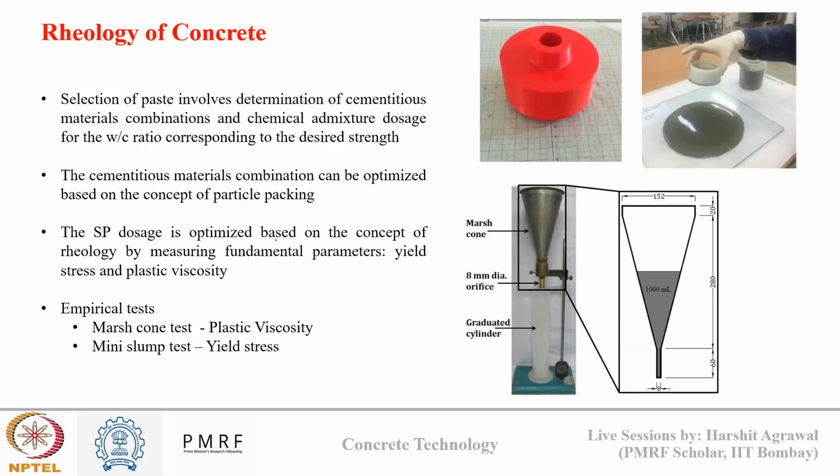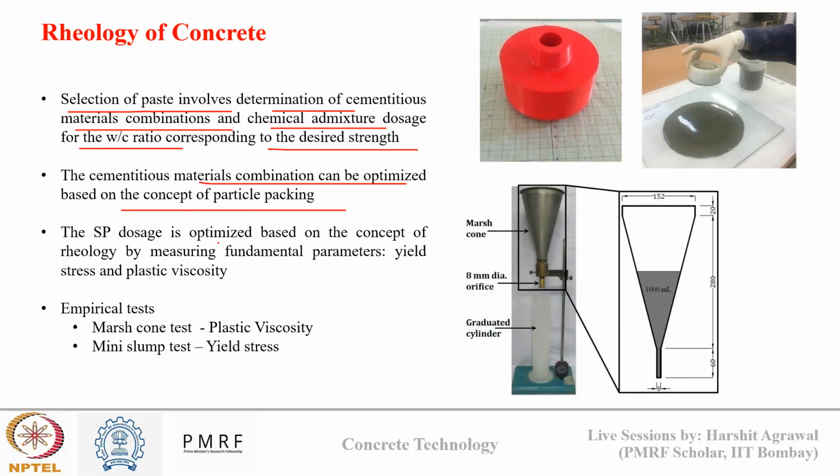Now, when we talk about the paste system, it is not just the binder proportion or W/C ratio, but we also need to take care of the superplasticizer dosage. Okay, so the cementitious material combination can be optimized based on particle packing. Selection of paste volume determines the cementitious material combination and chemical admixture dosage for a required W/C ratio, and this combination can be optimized based on particle packing.